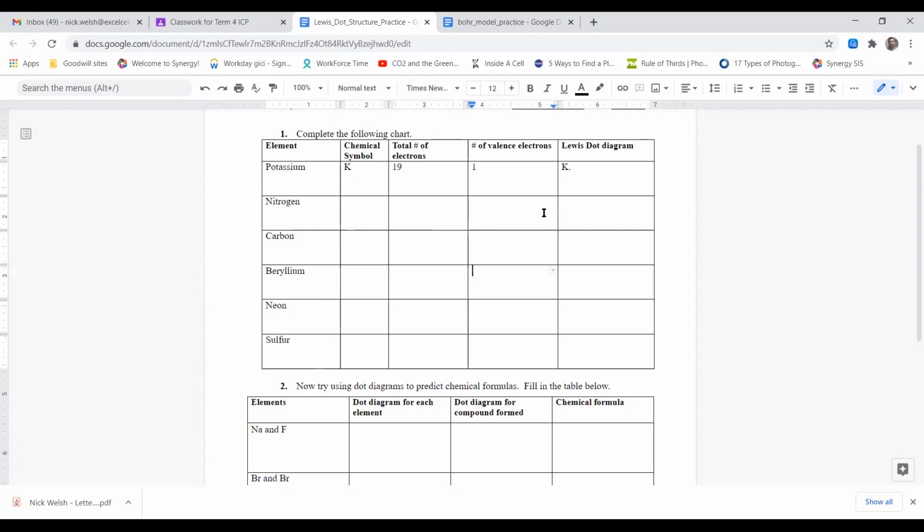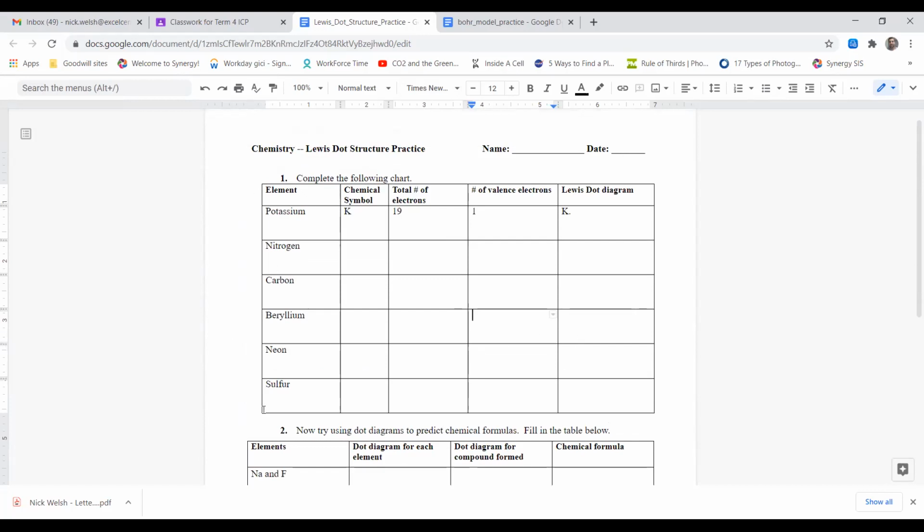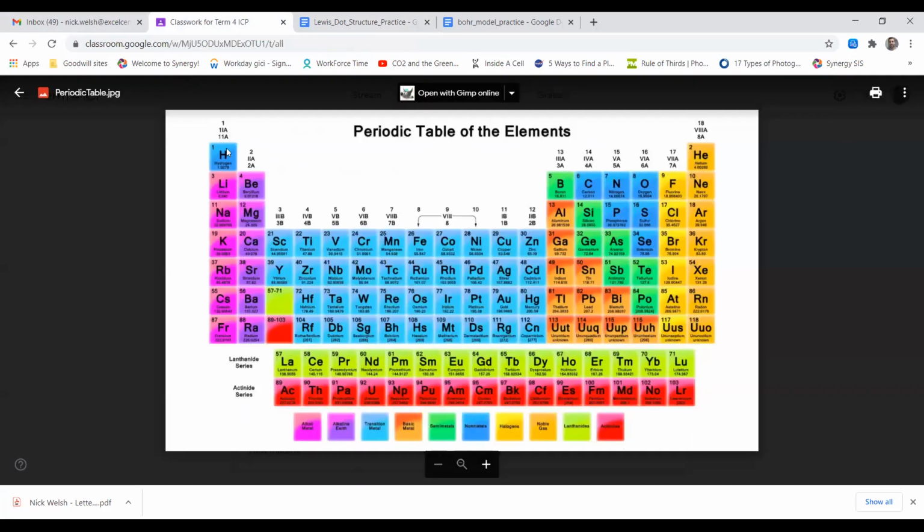Okay. So you guys have the rest of this chart to fill out. Like I said, you can attempt the bottom if you like, but that's just extra and thinking ahead. This is what I'm looking for: symbols, total number of electrons, how many are valence, and Lewis dot. And again, just to go over the valence, everything in group 1 has 1, group 2 has 2, skip the middle, 13 has 3, 14 has 4, 15 has 5, 16 has 6, 17 has 7, and 18 has 8, with the only exception being helium.